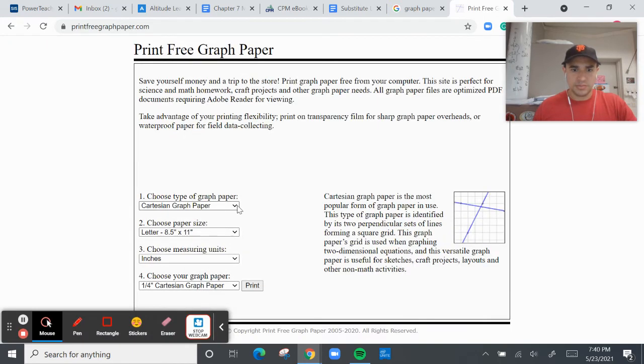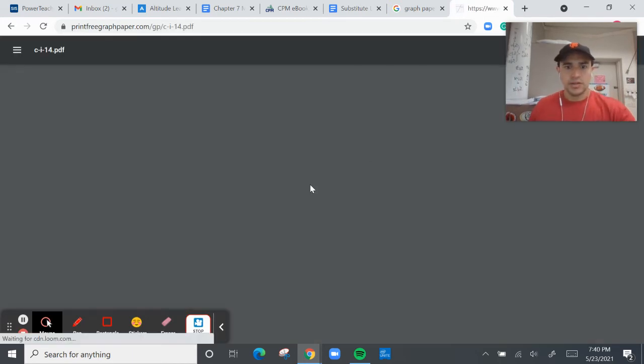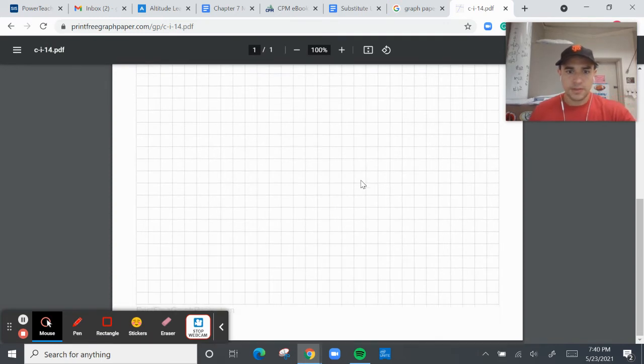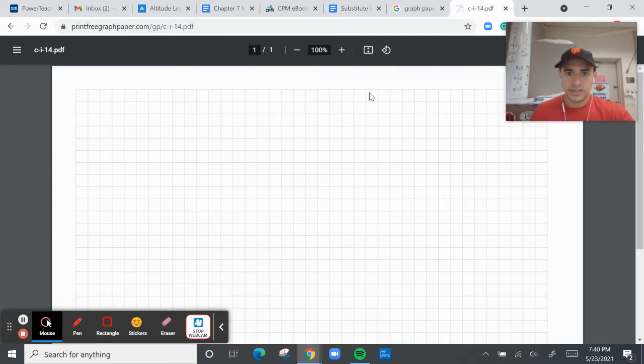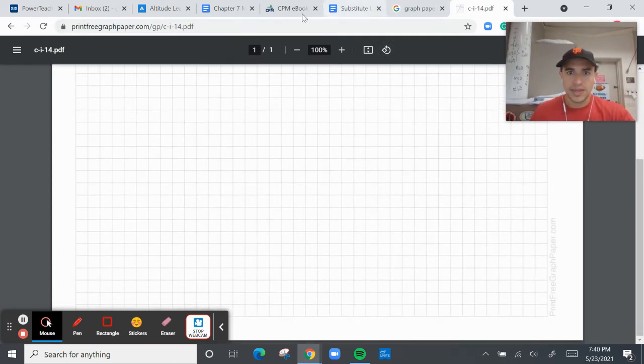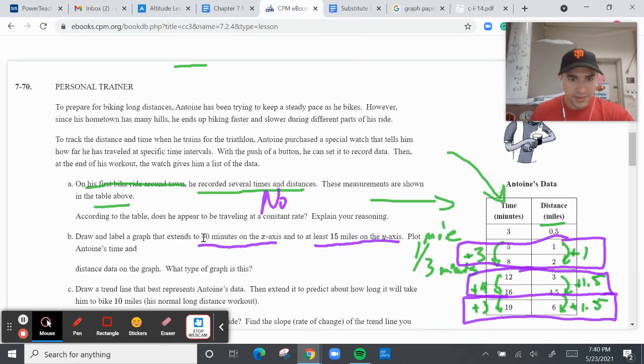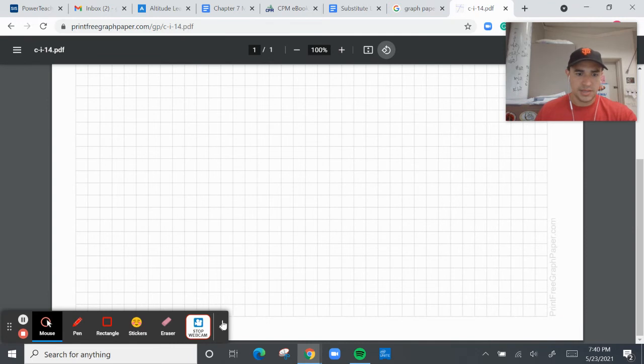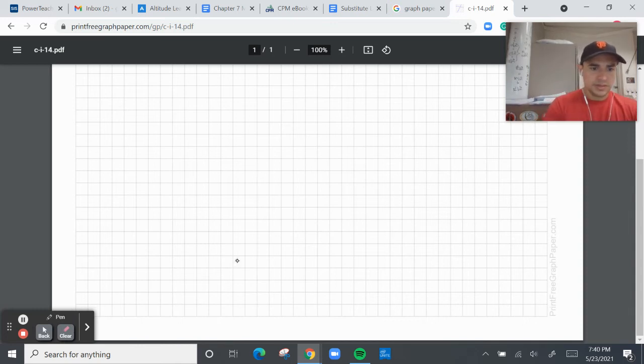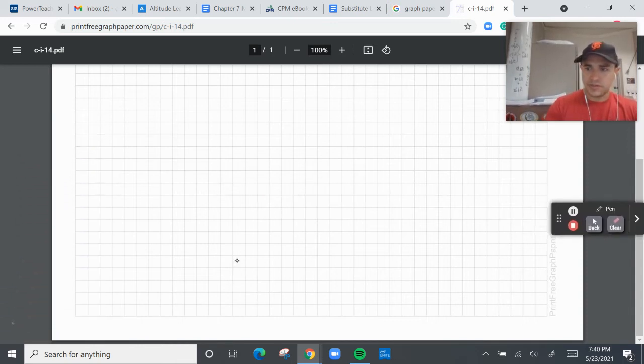I should pause the video, but I'm really sorry, I'm not. Okay, there we go. So let's rotate this. So we have 40 minutes on the x-axis, 15 on the y. So I'm going to go ahead and make my line here. Let's use black. All right, let's move this over here.